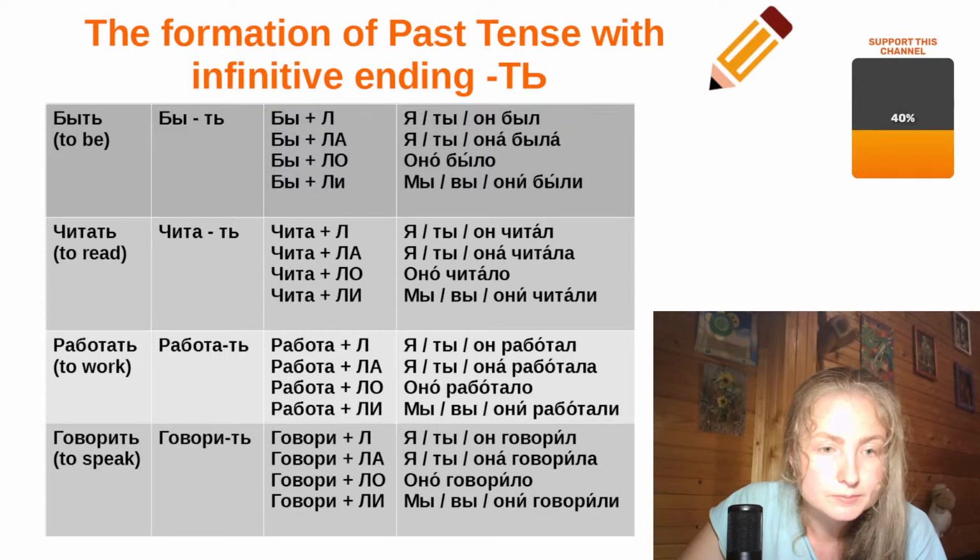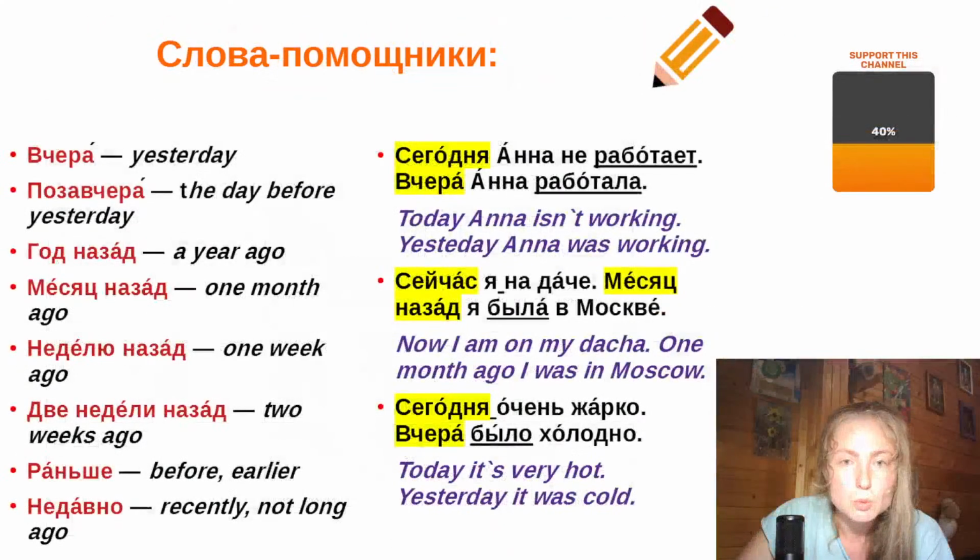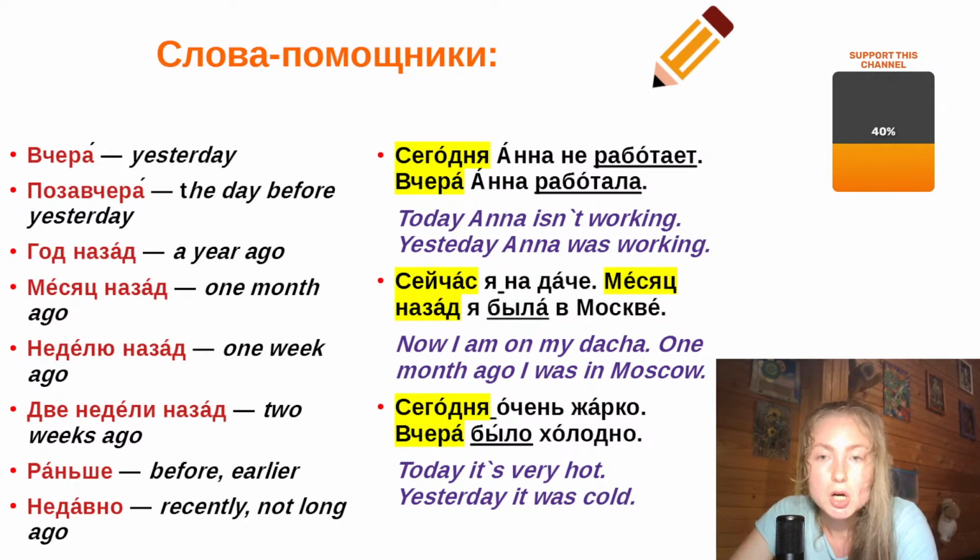And so when we talk about the past tense, a situation that happened in the past, we use such words that I wrote for you on the left. Слова-помощники means the helper words. It's such words that help us to understand that we work with the past tense in Russian, or maybe another language. So the first word is вчера. Вчера means yesterday.